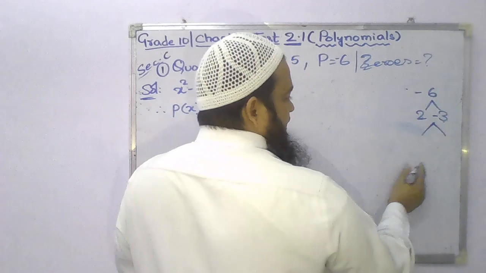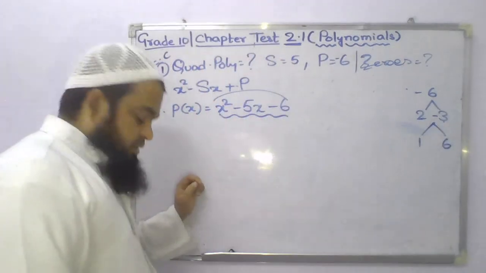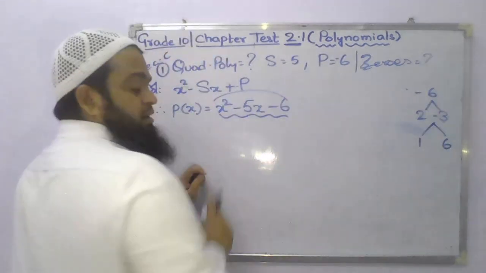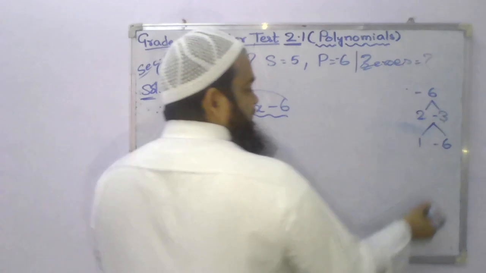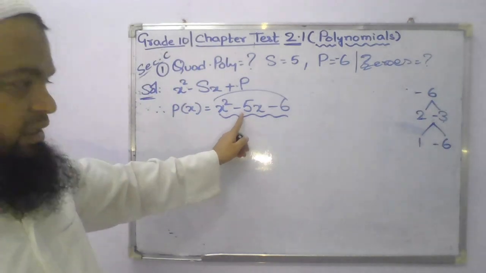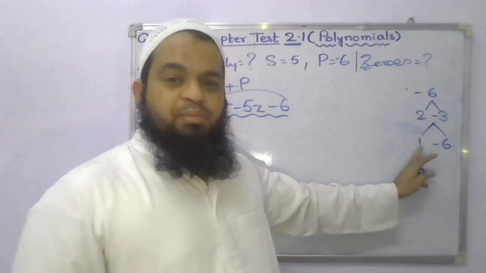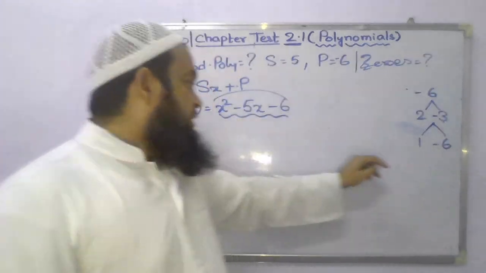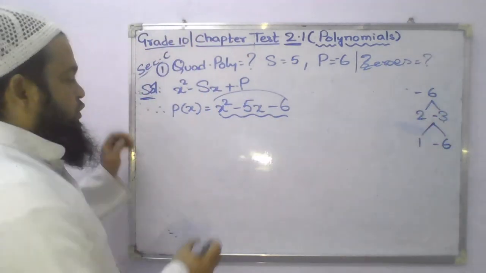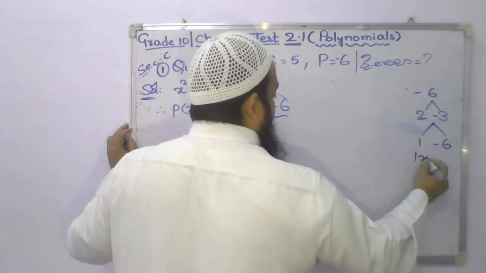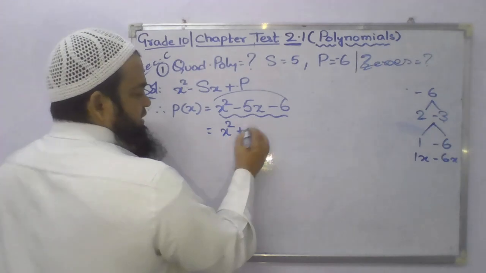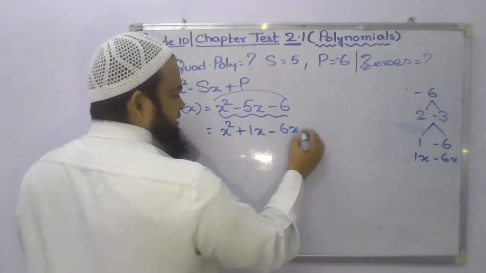So let us go to the other factors. 1 six is 6, but it is positive. If I subtract them, I have to get negative 5. For the bigger number, if I take minus, will I get negative 5? Yes. 1 plus of -6, that means 1 - 6 is -5. And when I multiply these two, 1 into -6 is -6. So I can write the middle term as 1x - 6x. So let us write x² + 1x - 6x - 6.